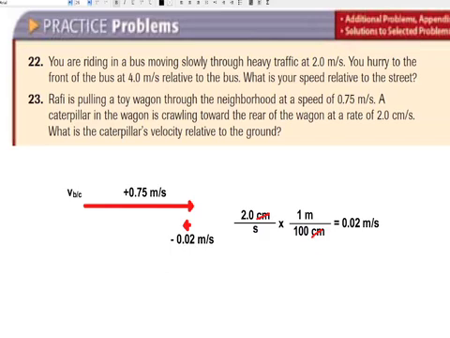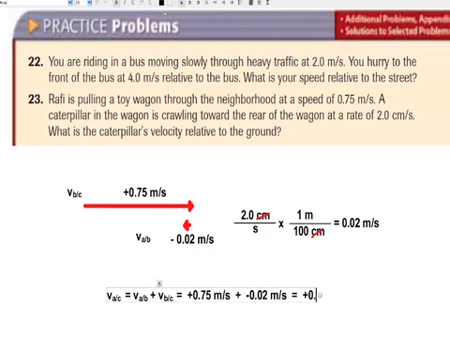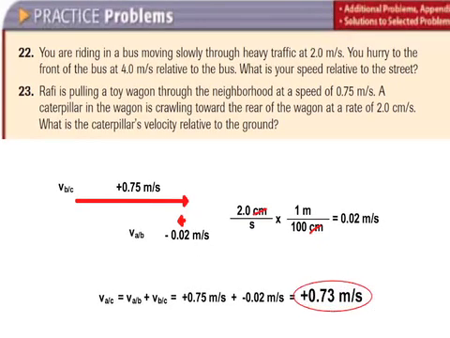So in this case, my A to B would be the caterpillar to the wagon, and that would be negative 0.02 meters per second. My B to C would be the wagon to the street, which would be positive 0.75 meters per second. Add them up, and my caterpillar to the street would be positive, still in the direction of the wagon, of course, but 0.73 meters per second. The caterpillar is effectively moving a little slower than the wagon if you are watching this motion on the street.